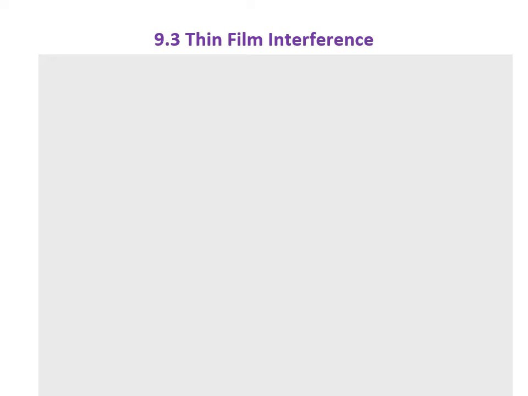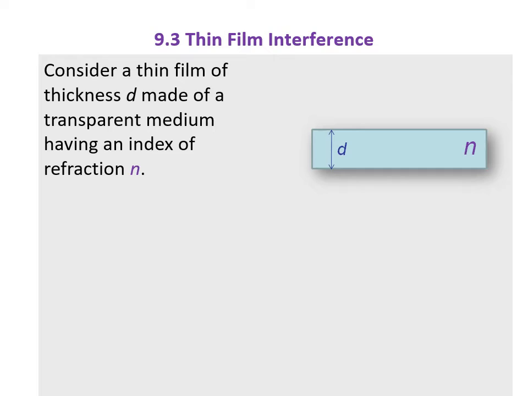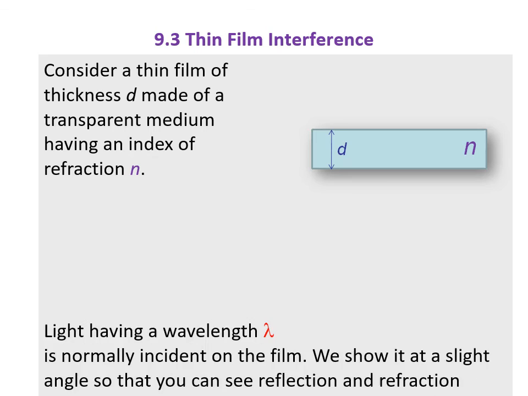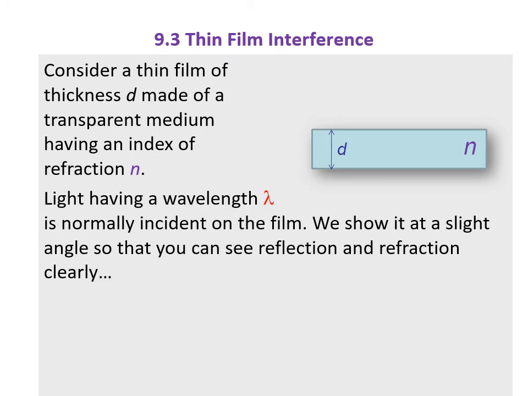Now in optics, when we talk about density, we use the index of refraction. So consider a thin film of thickness lowercase d. It's made of a transparent medium having an index of refraction lowercase n. That n describes the density. Light having a wavelength lambda is normally incident on the film.